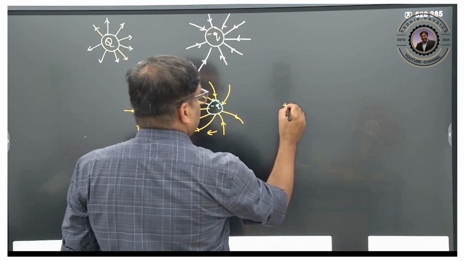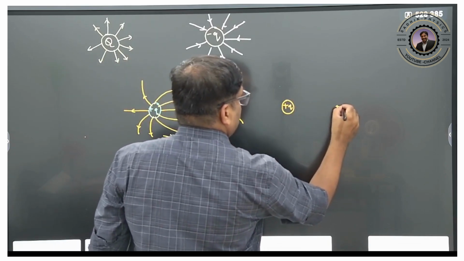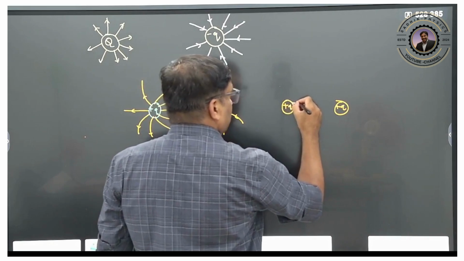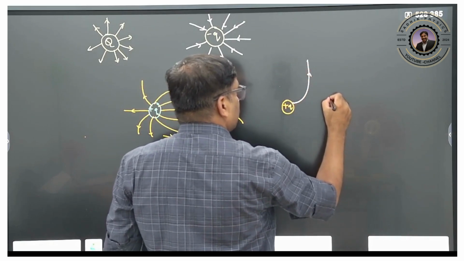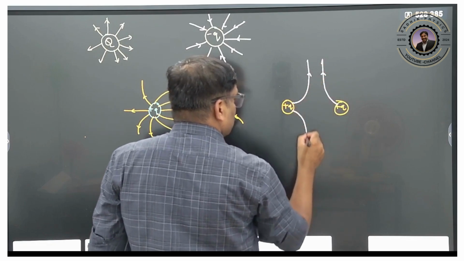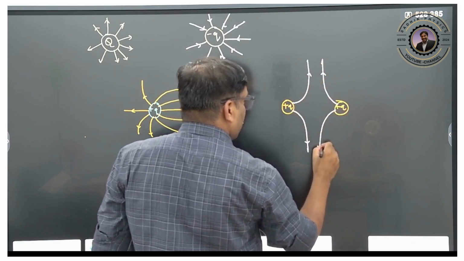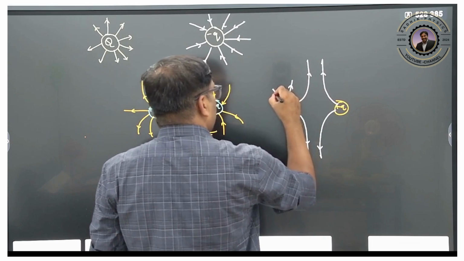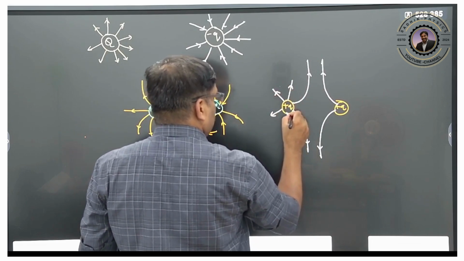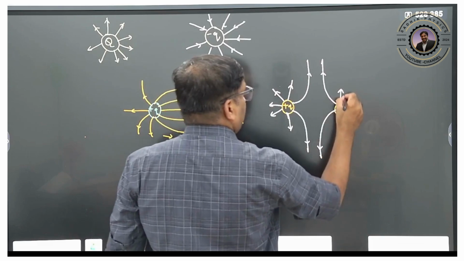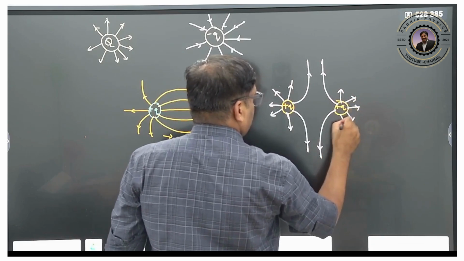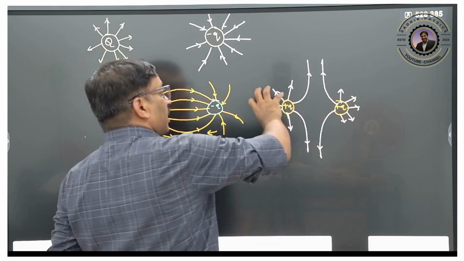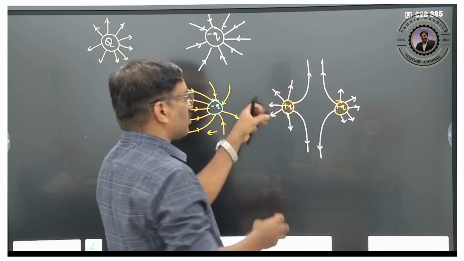a positive charge here, and also a positive charge here. How will the field lines be? This one is emitting field lines, and this also is emitting field lines. Both are sources, therefore both are emitting field lines here. The field lines are coming out here, and here also the field lines are coming out. These field lines are coming out, so what will happen? This also emitting, this also emitting.